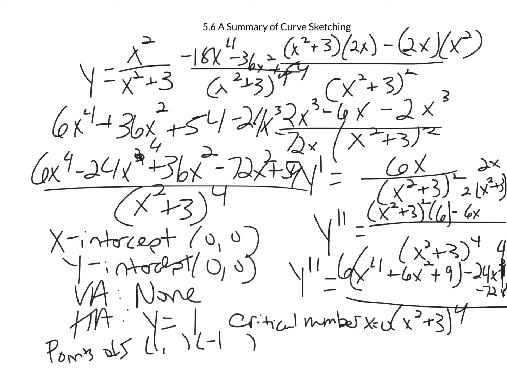And then if you were to find the y value, plug it in the original. We put 1 in, you'll get 1 over 4. You put negative 1 in, you'll get 1 over 4 again.